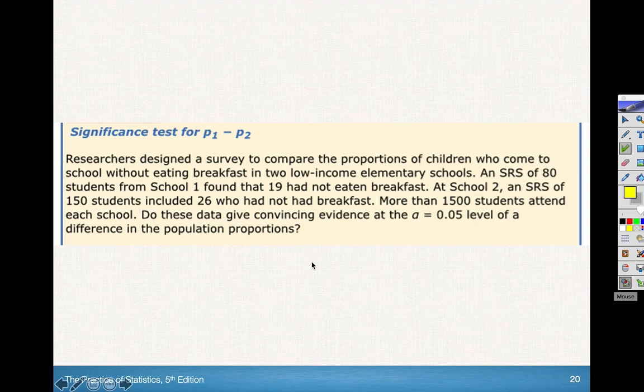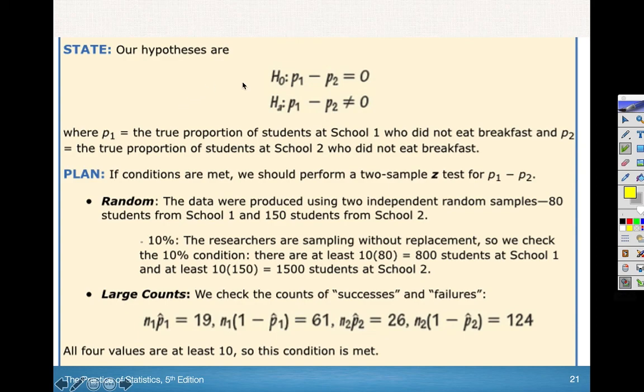So let's take a look. State our hypotheses. We can say P1 equals P2 or P1 minus P2 equals 0. Both are acceptable. P1 minus P2 not equal to 0, or P1 not equal to P2. That's what the question wanted. We're going with not equal.